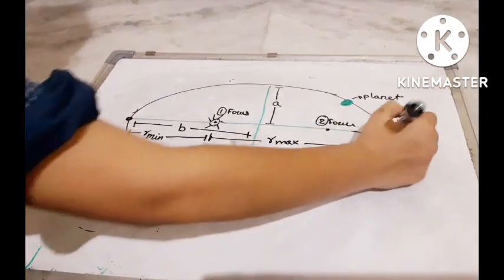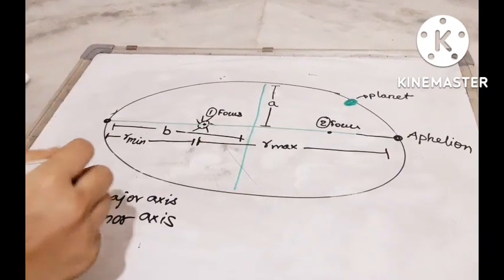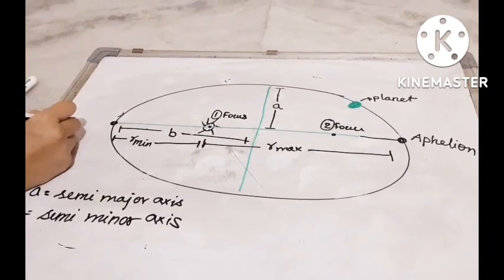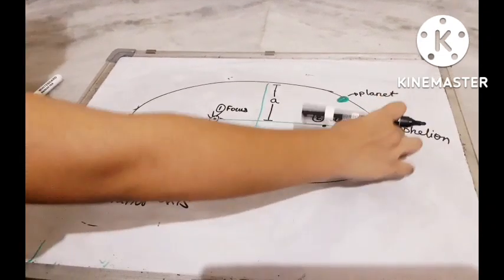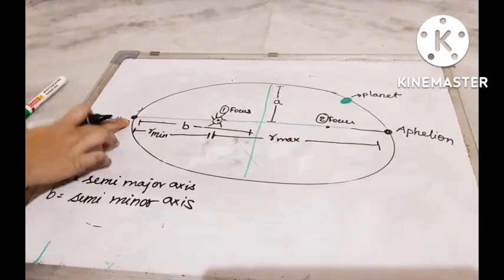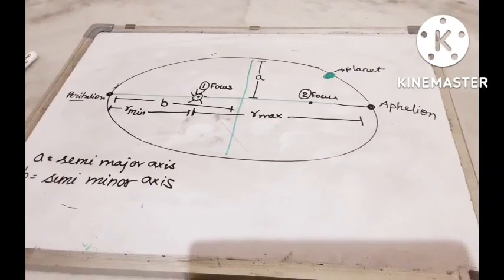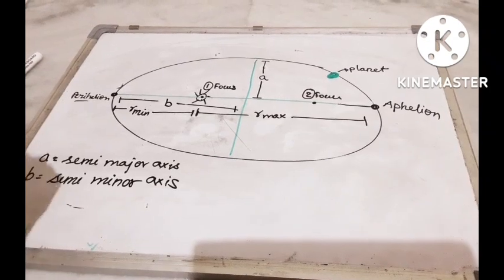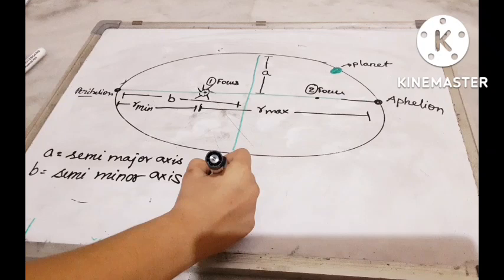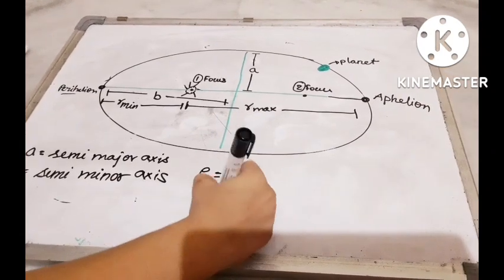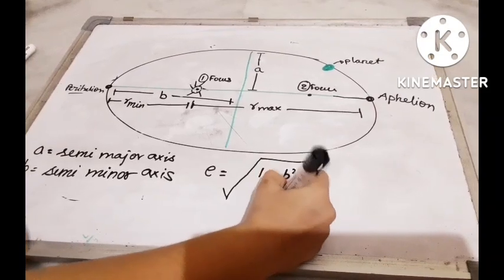And for the maximum part we call it aphelion, and for this one we call it perihelion. So for the maximum distance we will be calling it aphelion, and for the minimum distance we will be calling it perihelion. Now there is a term called eccentricity which is calculated for these elliptical orbits. So how do you calculate that? E is equal to under root of 1 minus b square upon a square.